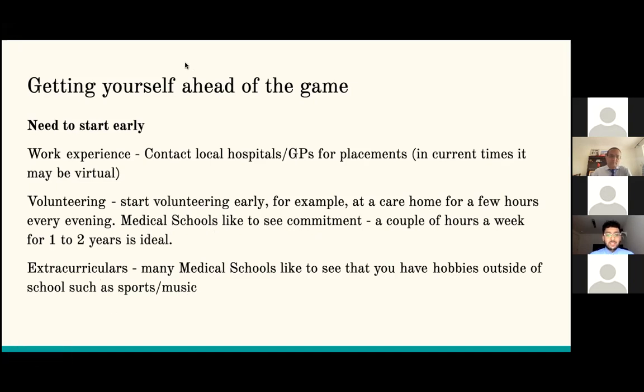Many medical schools like to see that you have hobbies outside of school, such as sports or music. That's really important, so make sure you show the medical schools that you're not just boring and all you like to do is study, because you need different types of skills to be a doctor. You can't just be book smart. Things like sports and music really help, and medical schools love to see that.